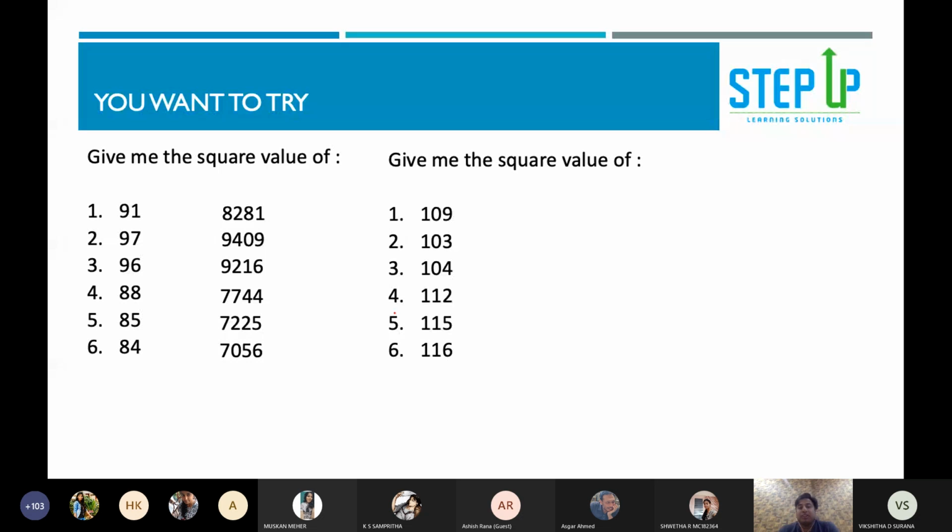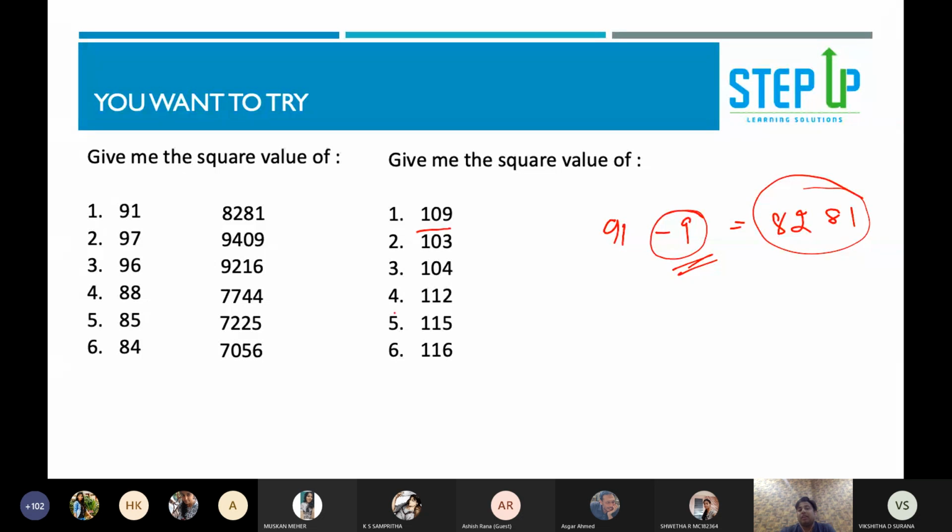Okay. Now let's try another set of values. I told you about squares not below 100, but up to 130. Now you have 109 here. What did we do in 91? 91 was less than 100, so we write minus 9 here. And we subtract 9 from 91, we get 82. And 9 square is 81. We get the answer 8281.